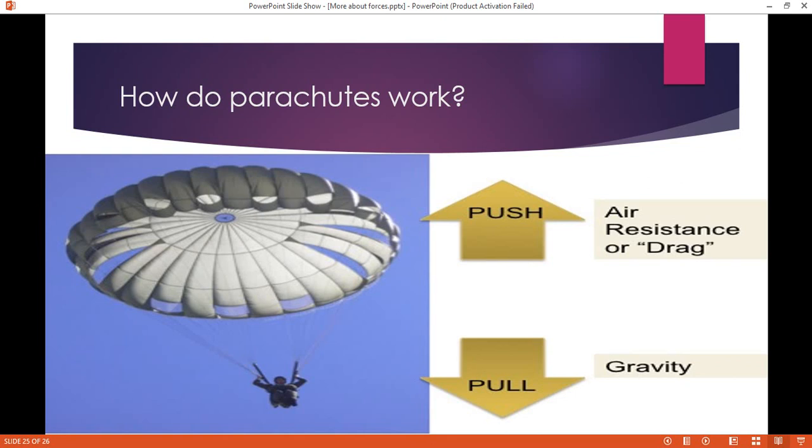What is air resistance? It is a frictional force that acts on an object as it moves through air. Because it is a type of friction, it acts in the opposite direction. And you must know that the surface area of an object affects the air resistance acting on it. The larger the surface area, the greater the air resistance.